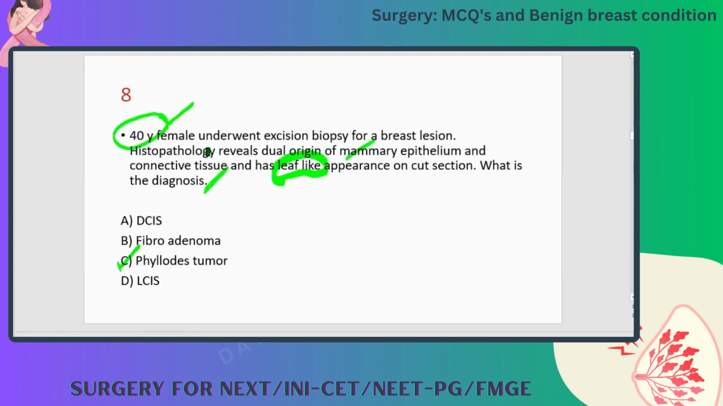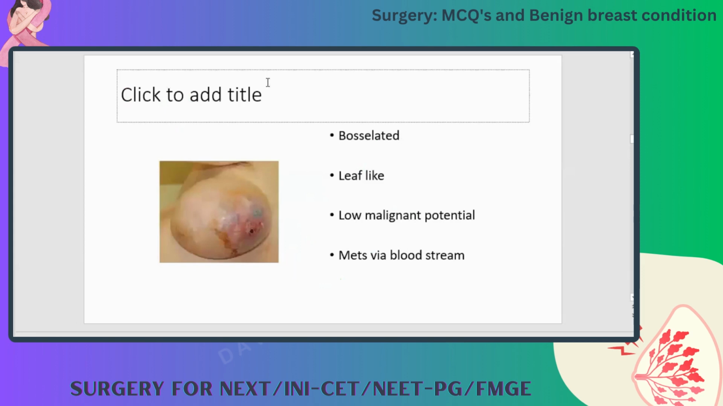Breast cancer is only from the duct or lobe. Here it comes from the epithelium, both the duct and lobe, and also the connective tissue. So it has a leaf-like appearance. Once you take the tumor and cut it, it looks leaf-like. Okay, that is a phyllodes tumor. See here, this is a phyllodes tumor.